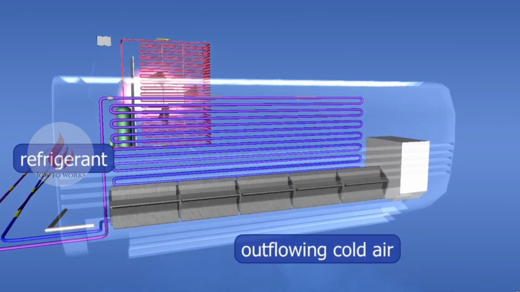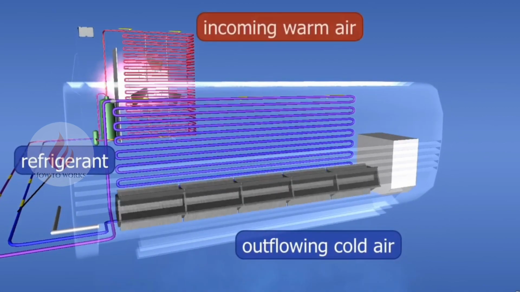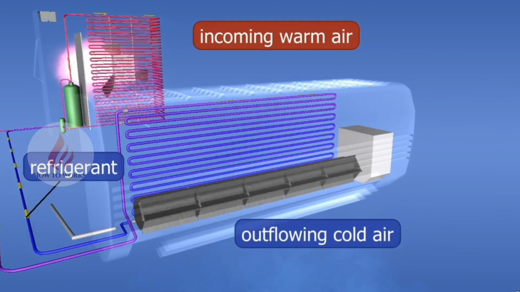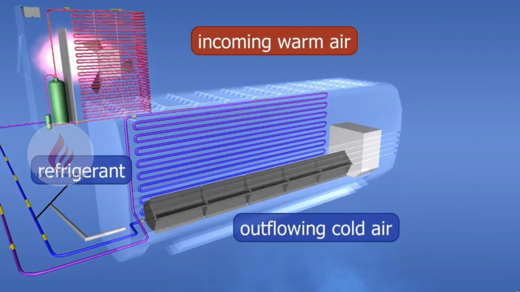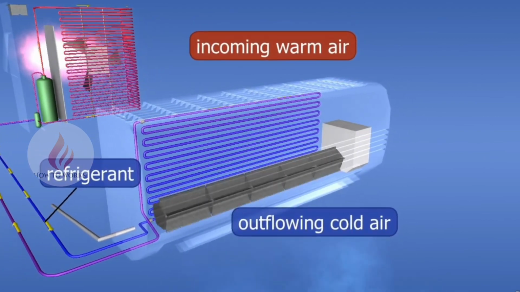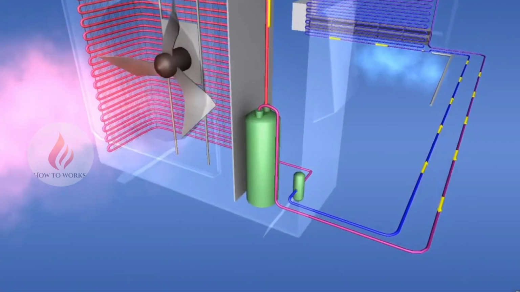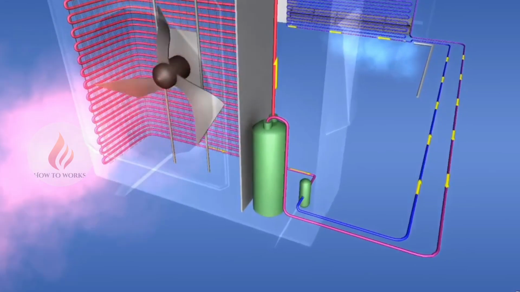The refrigerant, a cold mixture of vapor and liquid, flows into the pipe system in the indoor unit. A fan circulates the air in the room through the indoor unit. The air in the room cools down, while the refrigerant becomes hot and evaporates completely.